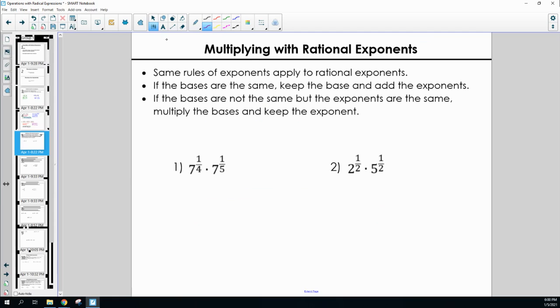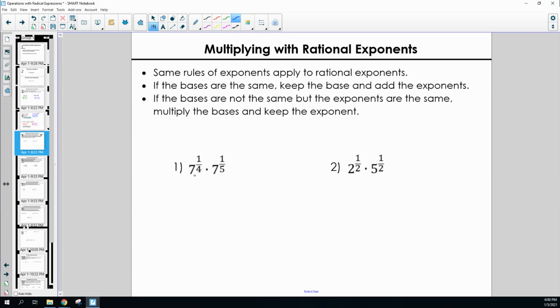When we're multiplying rational exponents, the same rules of exponents apply to rational exponents. So if the bases are the same, we're going to keep the base and add the exponents. If the bases are not the same, we're going to multiply the bases and keep the exponent. So as long as the exponents are the same, we can do that. So let's look at these two examples.